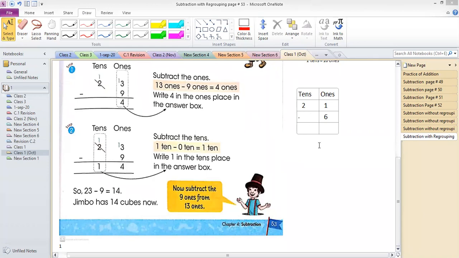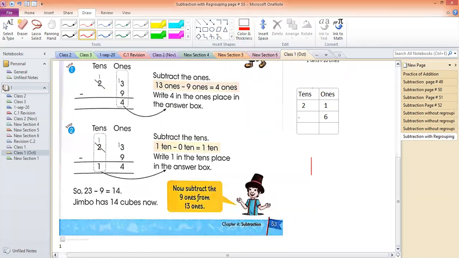Check here. If I draw this, this is 1. This means I need to draw one line. Now this is 6. I need to cut 6 lines. From one line, how can I cut 6 lines? I cannot do this.